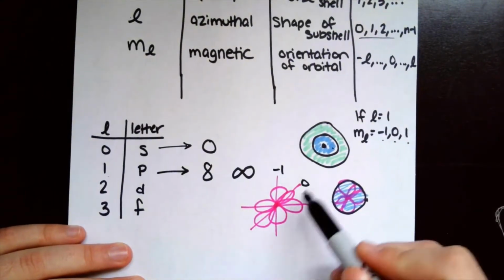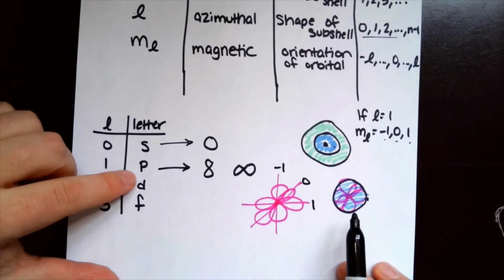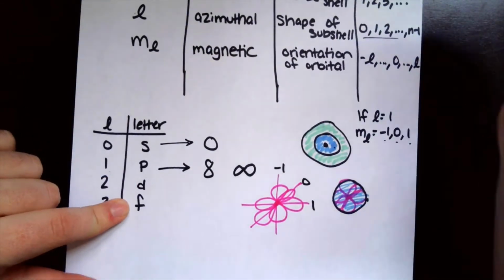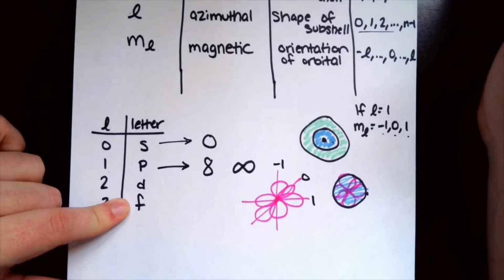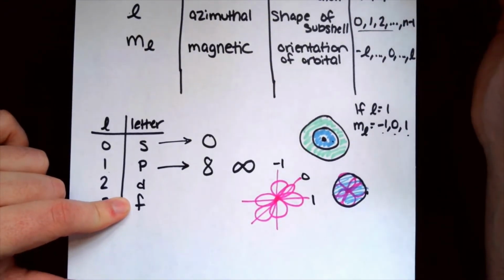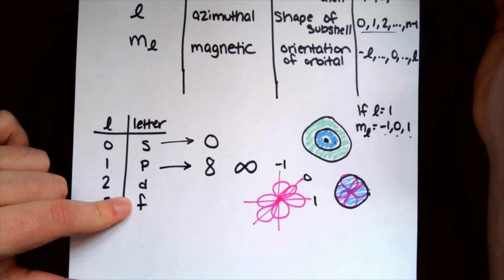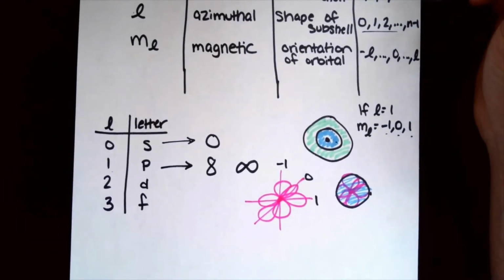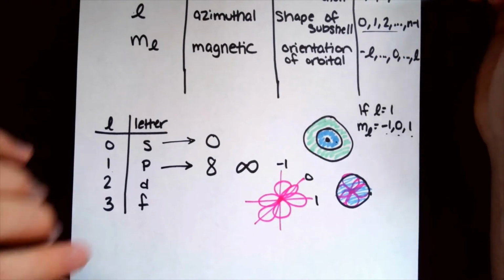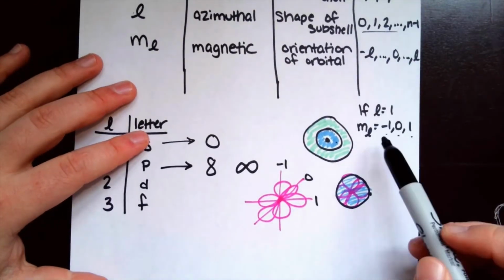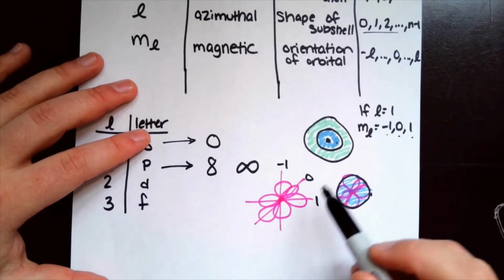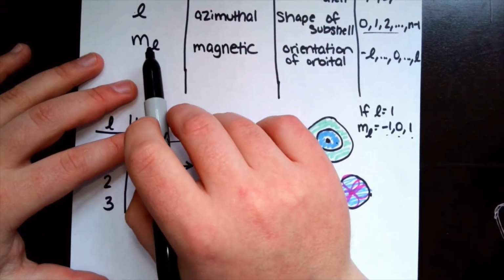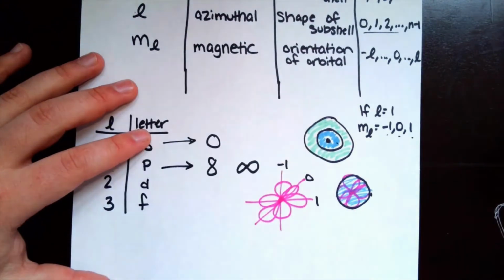You can see that the orientation of them is different. Once you get into d and f, they have far more complex shapes, so you don't have to worry about the shapes of d or f orbitals, but they also do have different shapes and different orientations as well. So basically, the orbital within the subshell that the electron is located in is told to you by the m sub L quantum number.